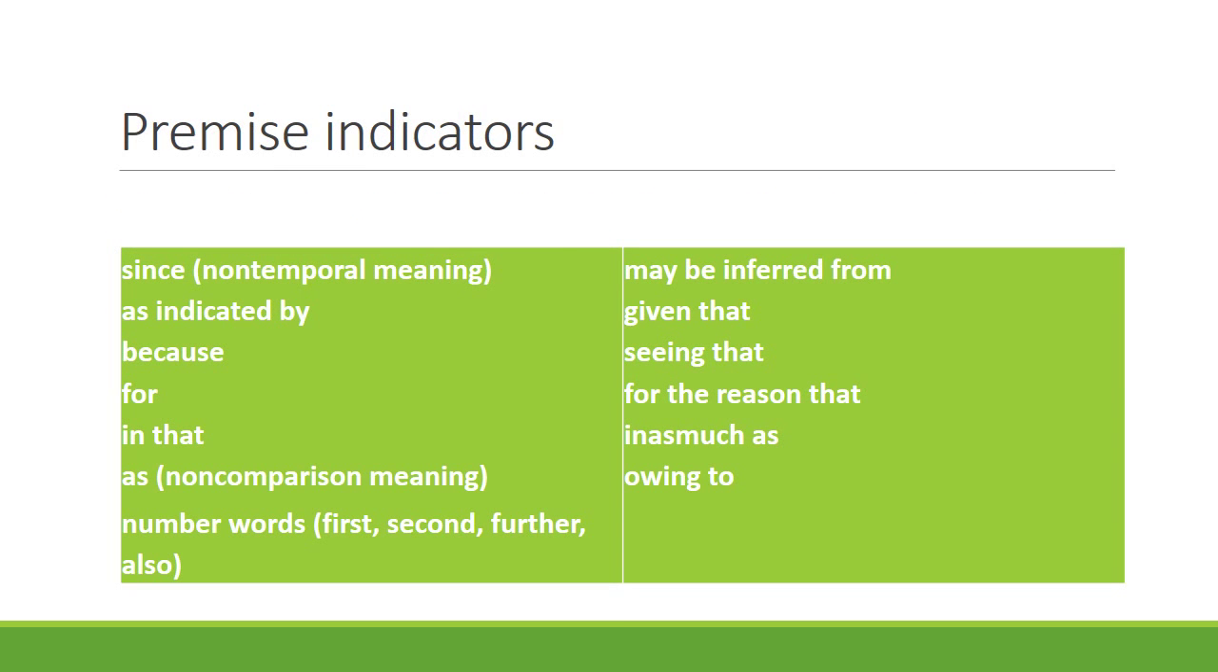This is a list of premise indicators. It's not exhaustive. There are many others, but these are some of the most common ones. As we begin to work with arguments in this video and the ones that follow, you'll want to have this list handy so that you can circle these words when you see them. So why don't you pause the video right now, take whatever notes you want to take from this slide, and then hit play when you're ready to continue.